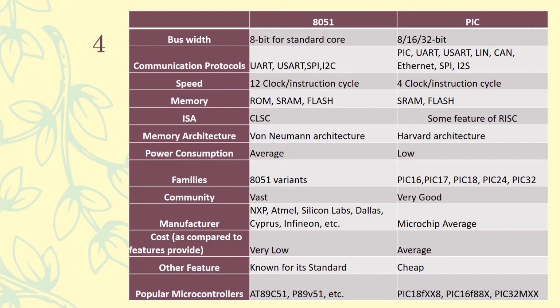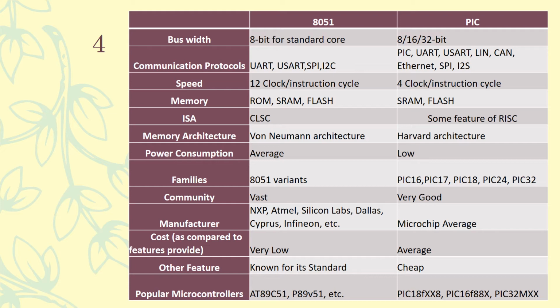Then memory architecture, Von Neumann architecture preferably for 8051. Here it is Harvard architecture. Then power consumption, 8051 has average power consumption. In case of PIC it is low. As far as families are considered, 8051 has variants, but in case of PIC, as I mentioned, it started with PIC10, then 12, then 16, 17, 18, 24, 32. They are available in the market.